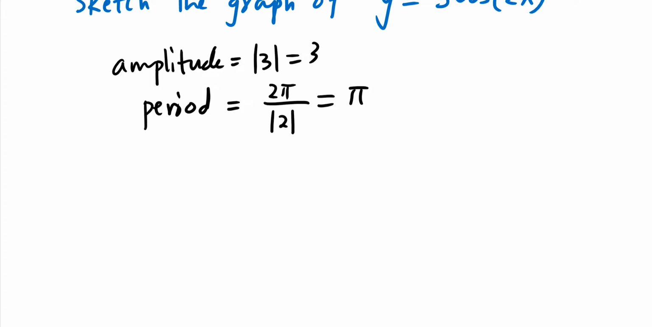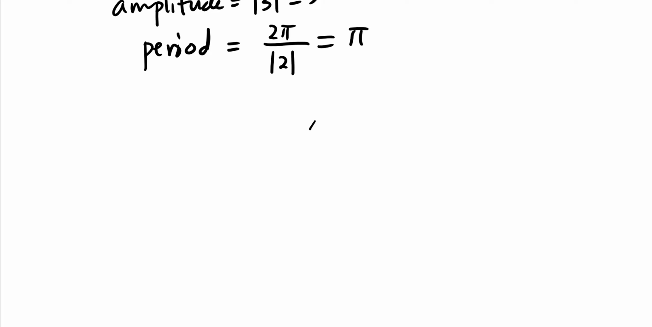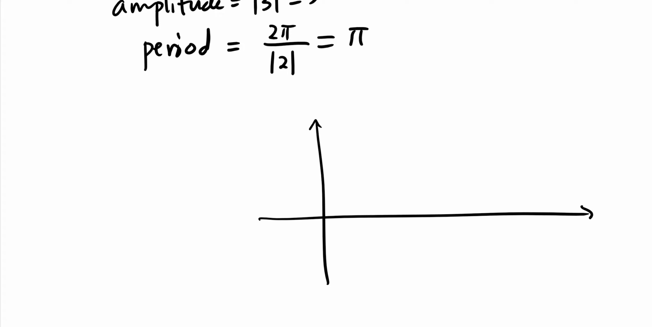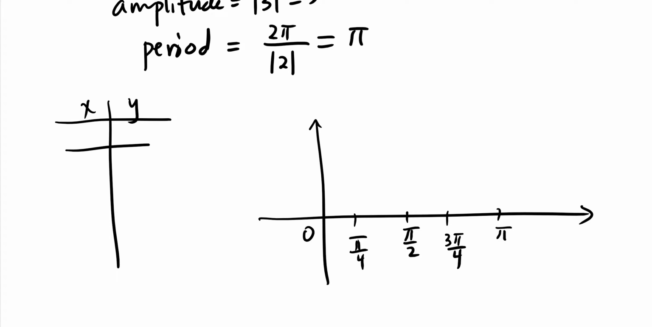So let's see what we can do here for this one. I'm going to go 0 to pi. Say the pi is here. Halfway is pi over 2. Half of 1/2 is 1/4, so pi over 4. And this is 3 pi over 4. I got the table of values: 0, pi over 4, pi over 2, 3 pi over 4, pi.